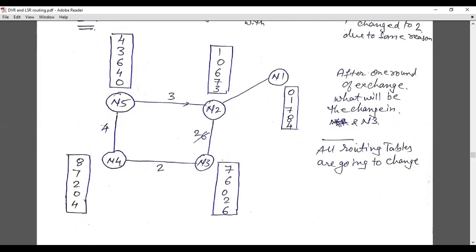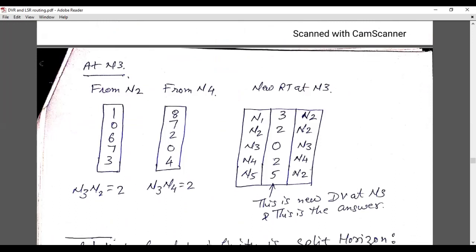What will happen is you will get a vector from N2 and N4. From N2 it will get 10673, and from N4 it will get 87204, right? From N3 to N2 and N3 to N4, what is the edge distance? N3 to N2 is 2, and N3 to N4 is 2, right? So we'll add this 2, 2 vector to the vectors received from N2 and N4, and find the minimum.